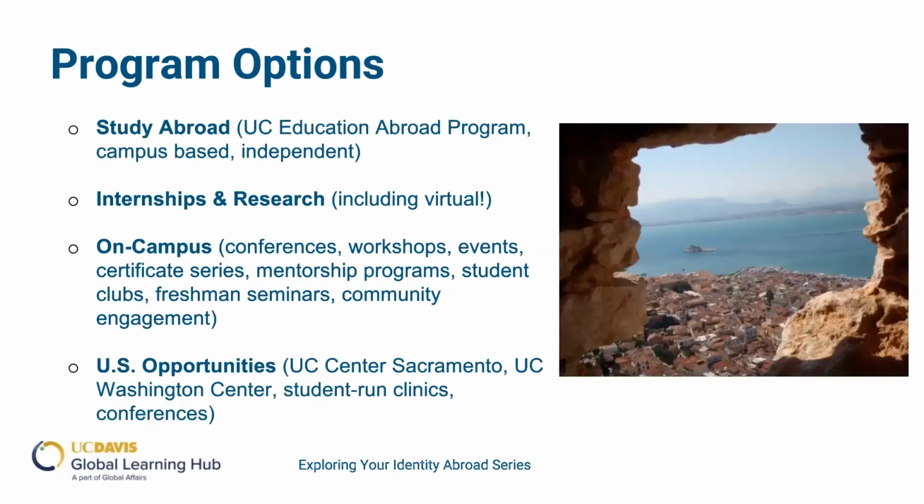Some of the key different program options that I won't go into too much depth of are that there's study abroad, traditional study abroad, where you're going outside of the US to a location. There's internship opportunities, there's research opportunities, virtual opportunities, campus opportunities, and then of course, opportunities around the US, not just in California. So lots of different types of programs. Please reach out to your study abroad office to go in more in depth about what is available on your campus. But please know that it's not just study abroad, but there's really lots of different options.